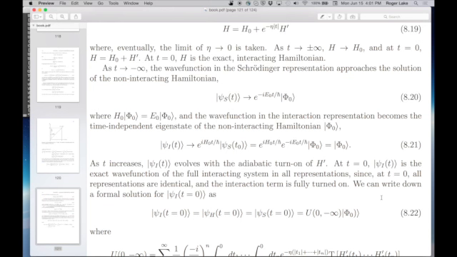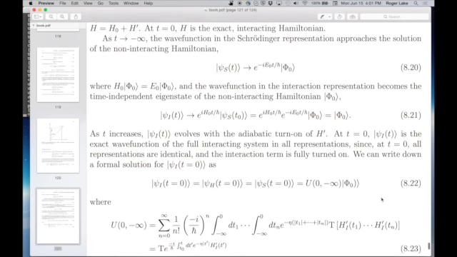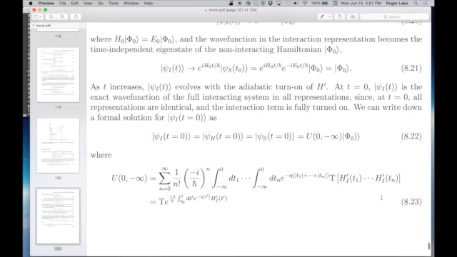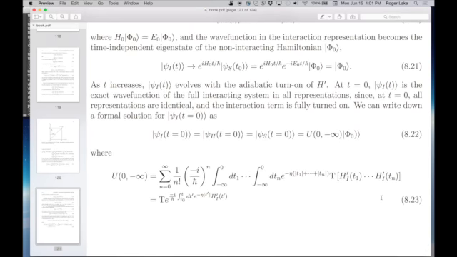The problem is you can't actually evaluate that expression. And so this U is given by this. The only difference between what we wrote down previously and now is that we have this extra term in here because of the way we defined our H prime with this adiabatic turn-on factor. And as I said, eventually we let this eta go to 0.